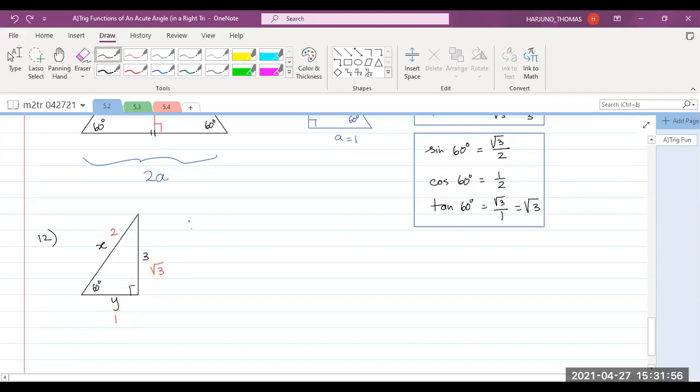Okay. Radical 3 times y equals 3. So y will be 3 over radical 3, multiplied by radical 3 on the top and the bottom. That gives me 3 radical 3 over 3. That's radical 3. Okay, and x is equal to 2y. So x will be 2 radical 3. That's it.